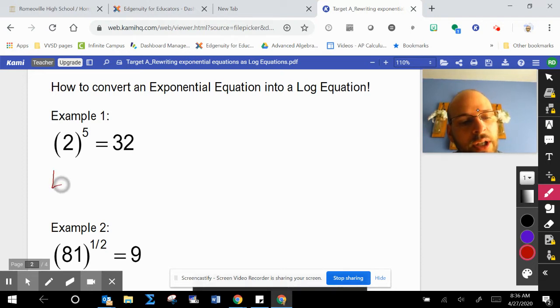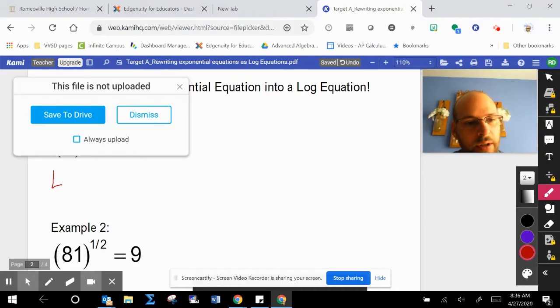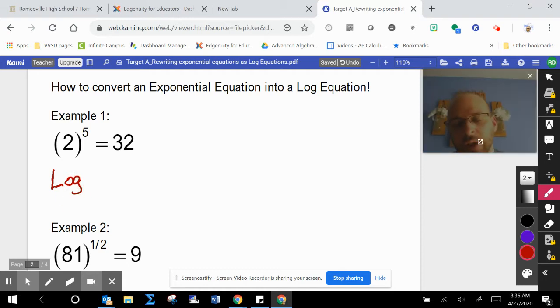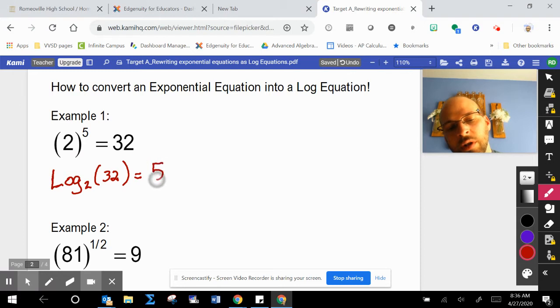So let's say I have the log. This is how we're going to start. Now the base of my power is going to be the base of my log. It's a little subscript there, of what it was equal to, which is 32, and that will always be equal to the exponent. And that's actually what logs do. Logs find exponents. That's their purpose. So they're the inverse of an exponential equation. And that's all you have to do. So today's lesson is just converting from one form to the other.